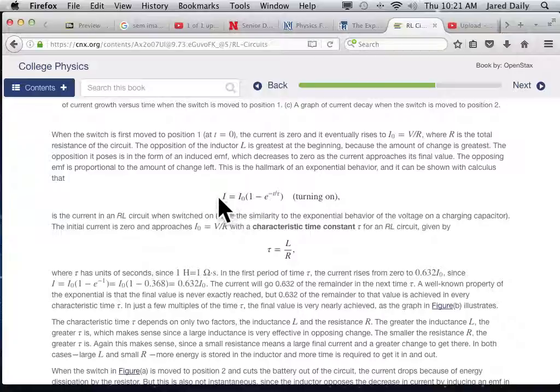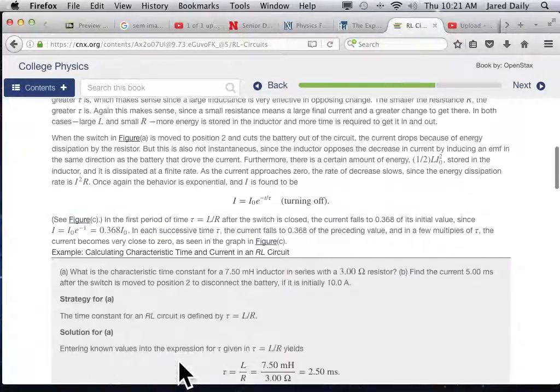So this will tell you the current at a particular time, maybe 3 seconds after you turned it on, or 1 second after you turned it on. That time is the t. The tau is the time constant that you calculate from the inductance.